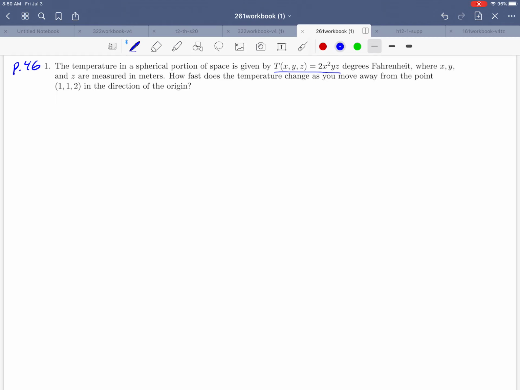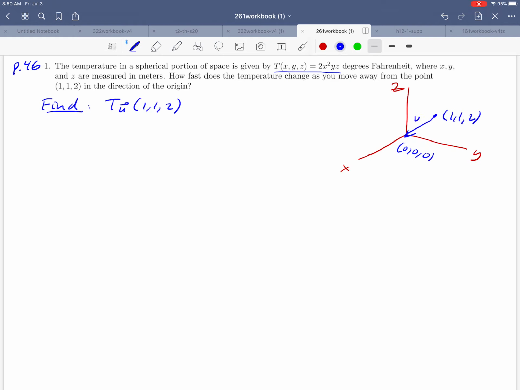Okay, so you might recognize this as asking us to calculate a directional derivative. Let's start by making that observation. And just to have a visual picture in our mind of what direction we're moving in, let's draw a picture. They tell us that we're starting from the point (1, 1, 2). It's sitting somewhere up here. And we want to move in the direction of the origin. So we're going from here to here. I'm going to give that vector the name v.